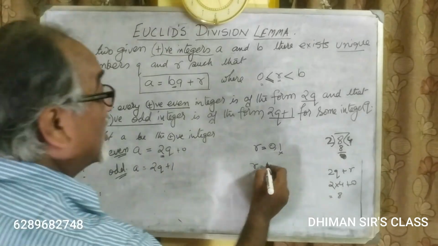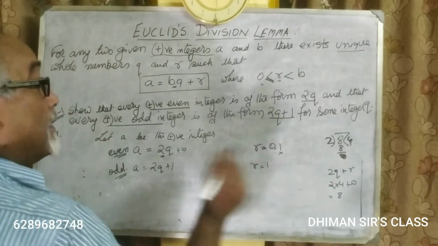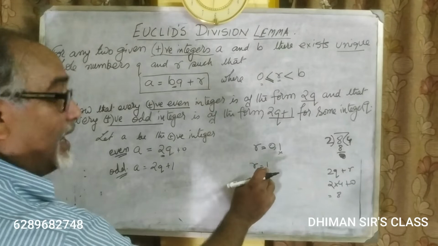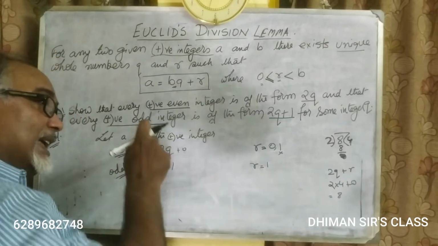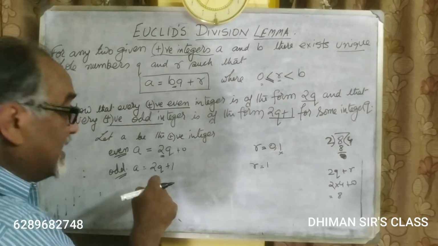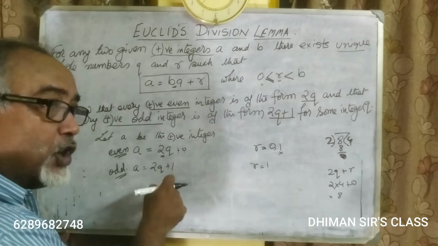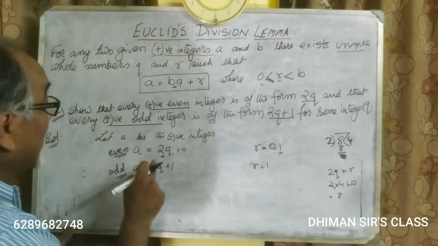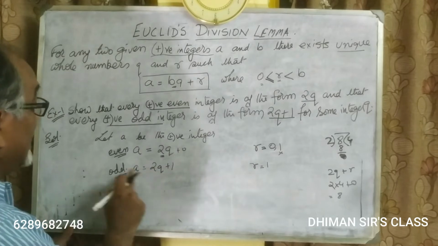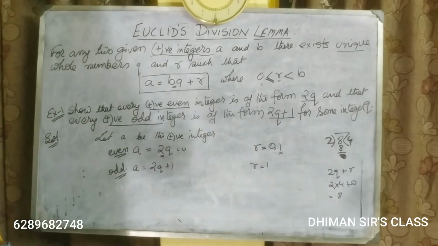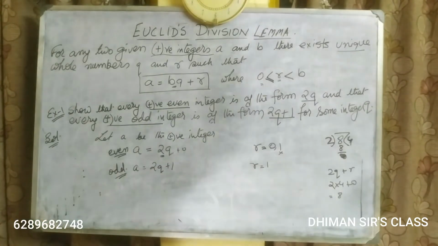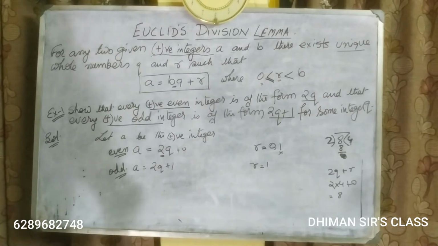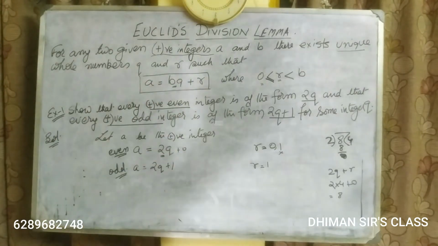Clear, students? Because it cannot be 0. 0 is not given. But it should be less than 2 also. So it is 1, that means R is 1. 1 is exactly present here in this equation. We cannot ignore R as 1 here. So, therefore, it is not an even number. It is an odd number. Clear, students? Please copy it down. Let's go for the second example. Pause it and copy it down.